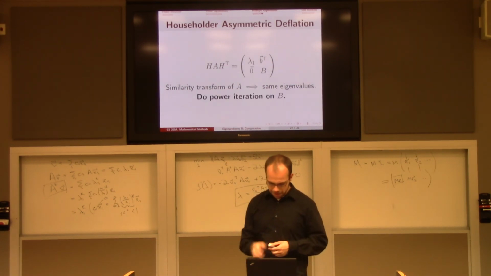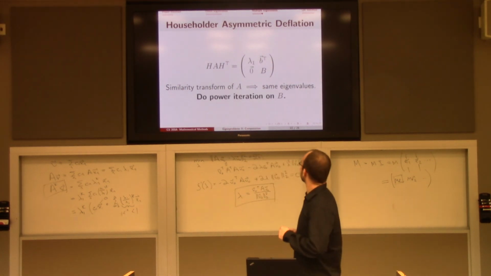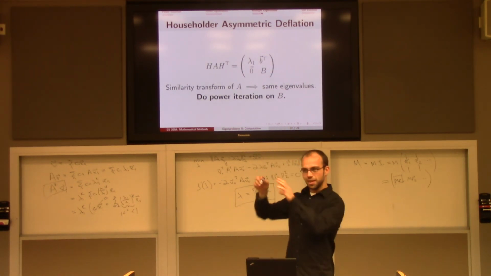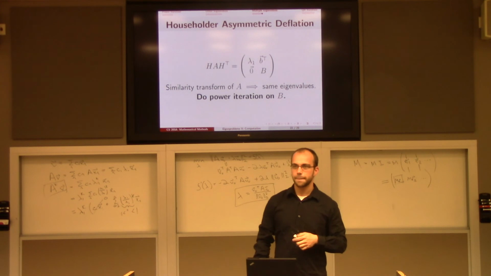Cool. In fact, in decreasing order. Yeah, so you're just going to do power iteration on B, and then recursively, you can apply the same trick to B, and then remove another row and column. Cool.